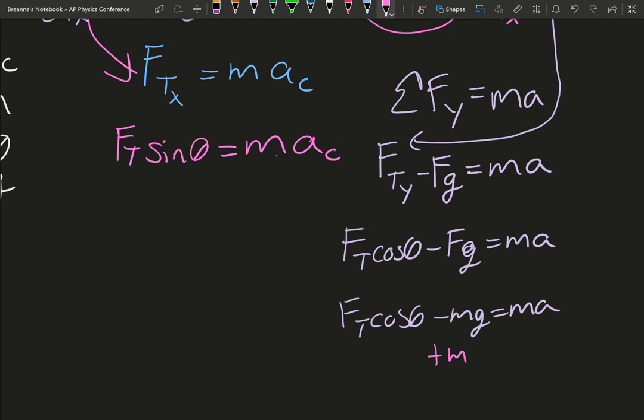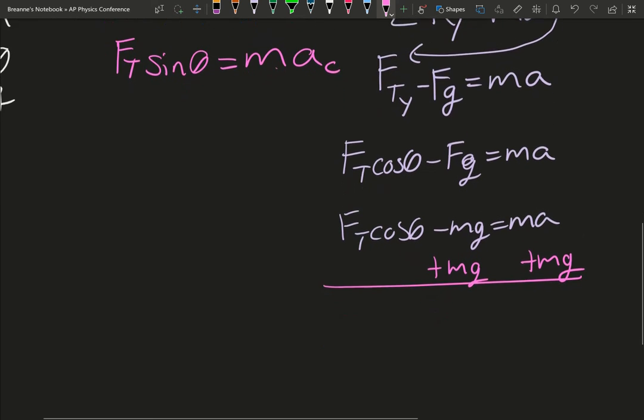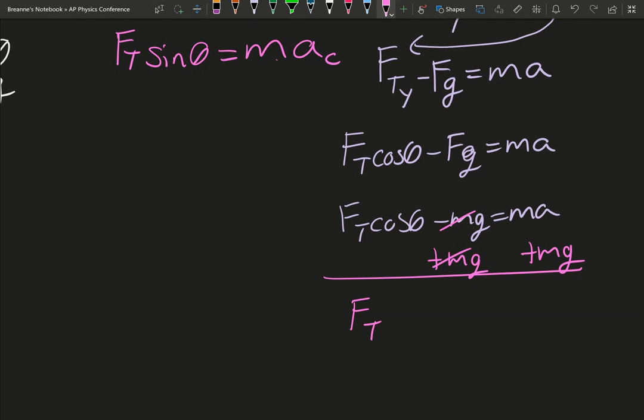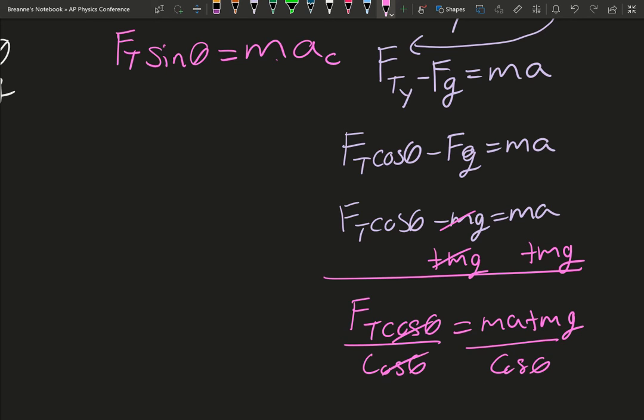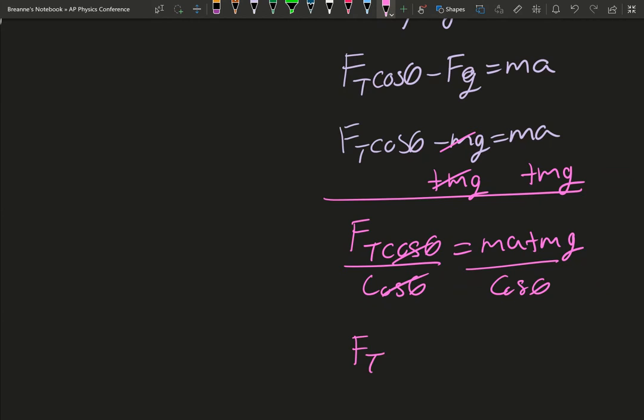So we're going to add our mg to both sides. So we get our force of tension cosine theta equals ma plus mg. Now we're going to divide by cosine. And so we get that our force of tension equals ma plus mg over cosine theta.